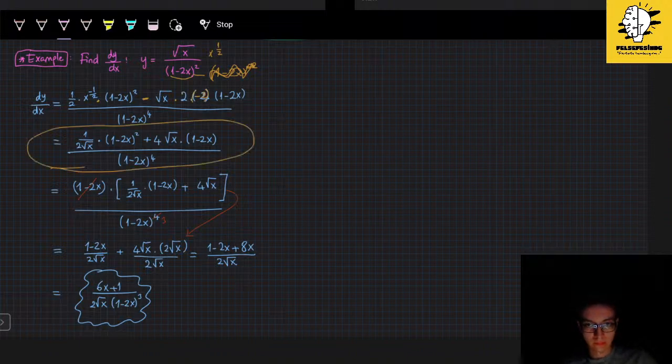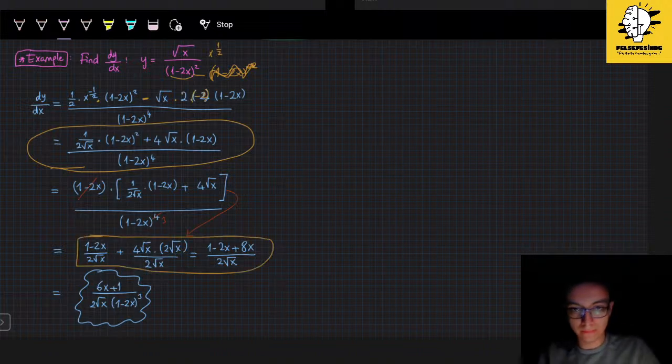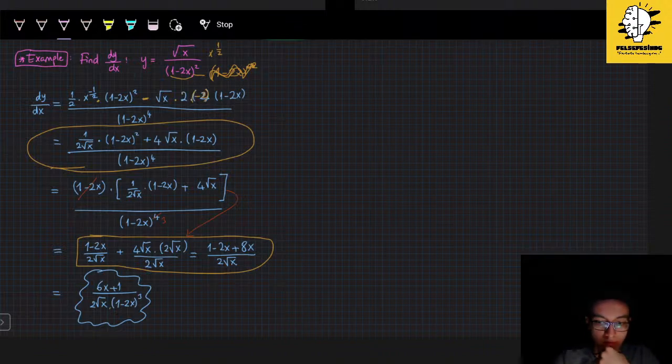But they have a common point here. It is 1 minus 2x, and we can actually take it as a common factor. And when we do it, as you can see, we are left with this equation below. And when you just add them up, you are left with 6x plus 1 minus 2 square root x and so on.